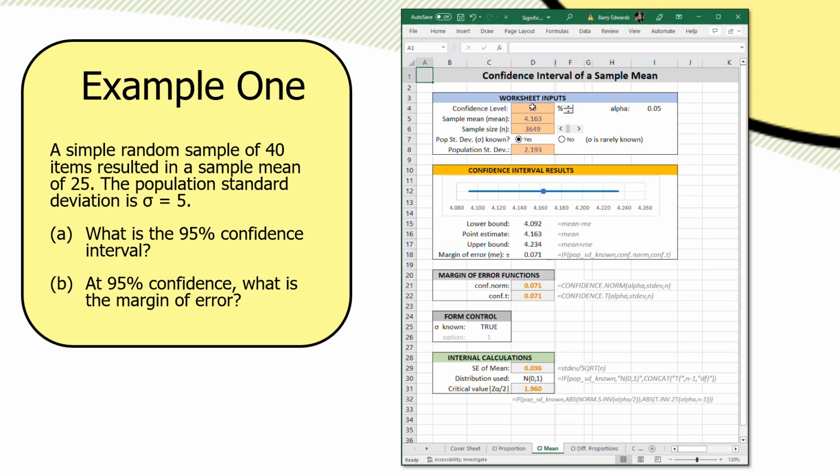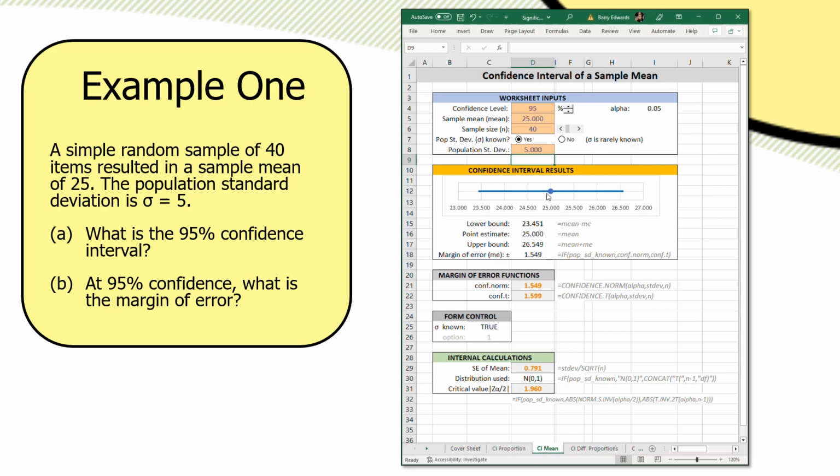So on the worksheet, we've got the confidence level at 95, so I will leave that the way it is. The problem tells us the sample mean is 25, so I will input 25 as the sample mean. The number of items is 40, so that's our sample size. And the problem does tell us the population standard deviation, so the population standard deviation is known, and the population standard deviation is 5.